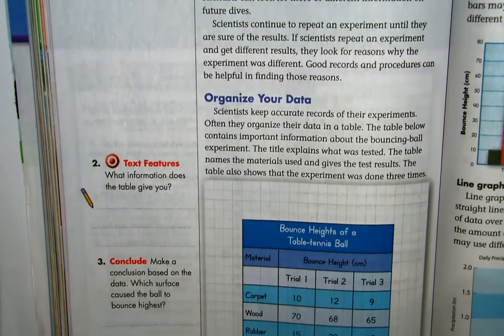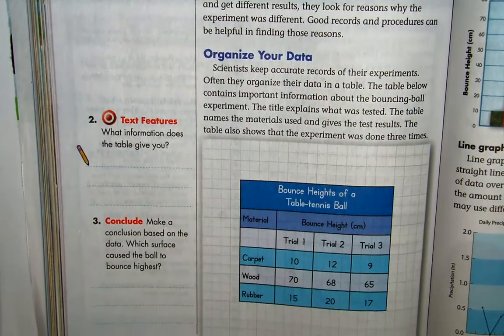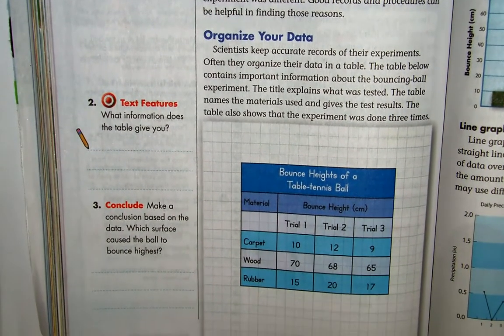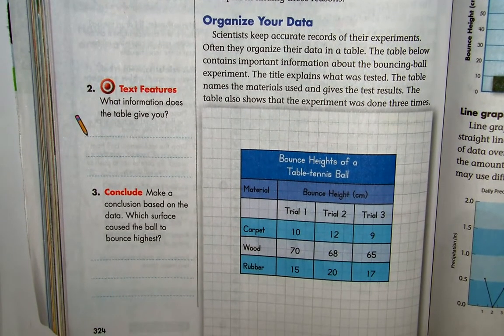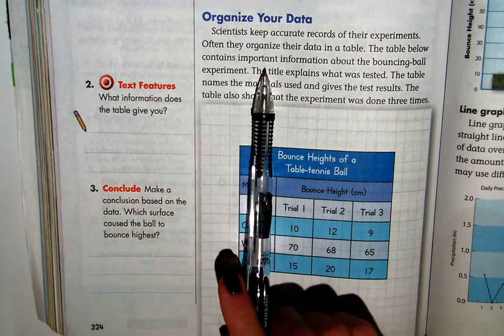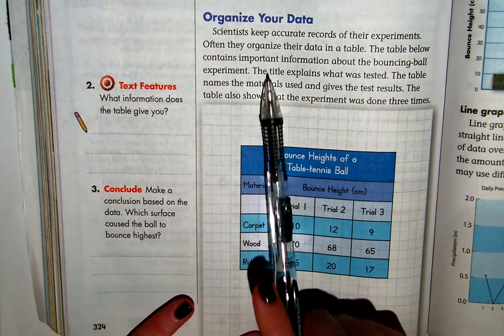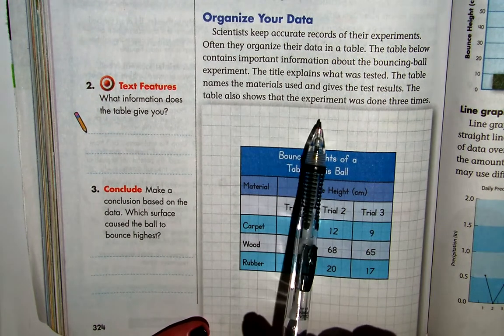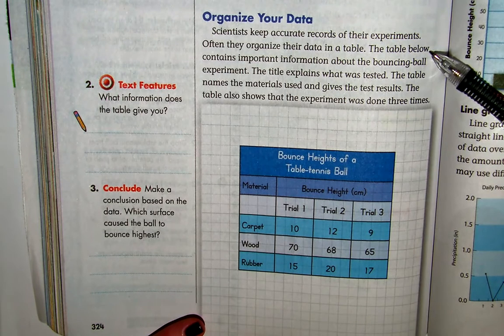The next important step is to organize your data. And remember, data means information. It's the information you get from your experiment. So scientists keep accurate records of their experiments. Often they organize their data in a table. The table below contains important information about the bouncing ball experiment.